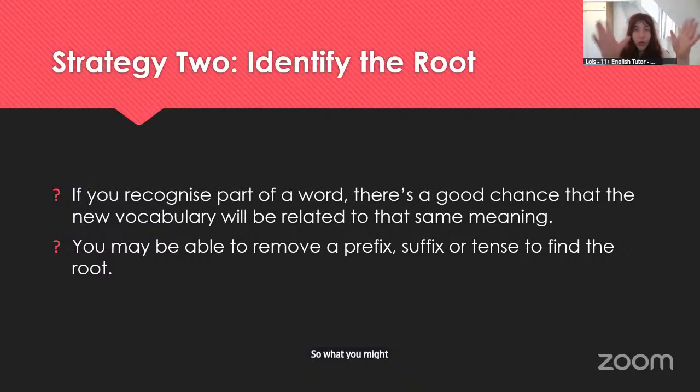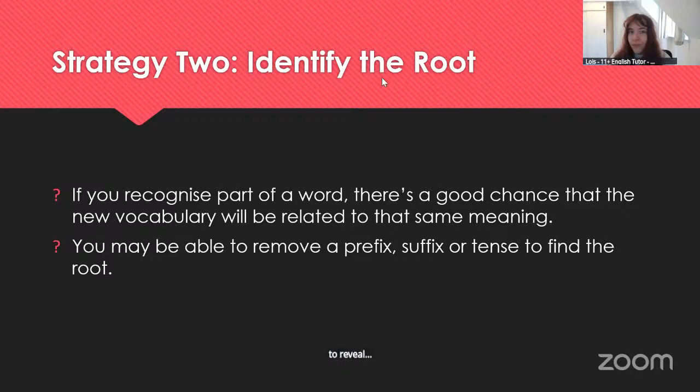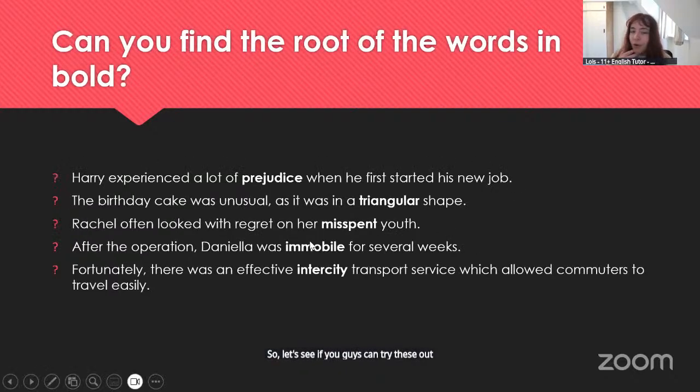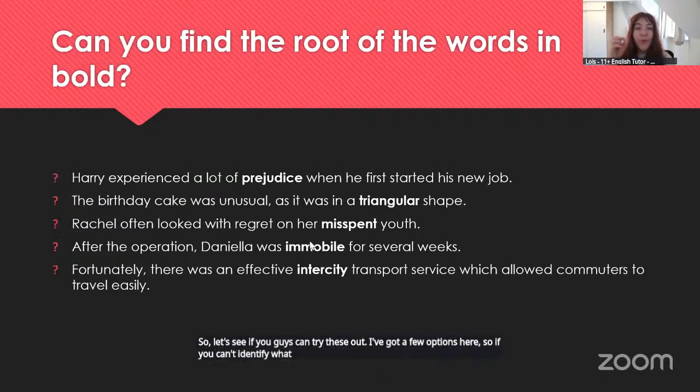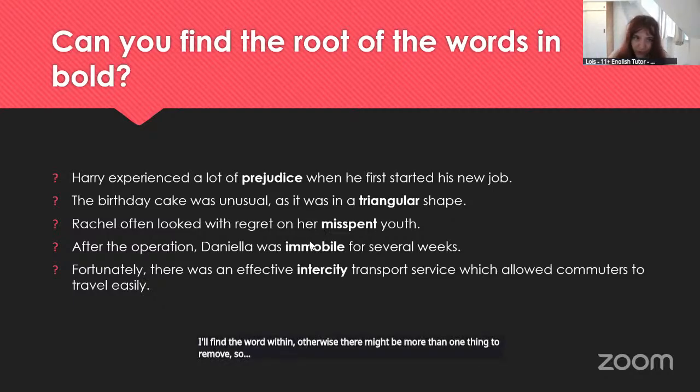What you might be able to do is look at the word and recognize, I recognize that word. That reminds me of that word. There's a good chance that they're related. So what you might be able to do is remove a prefix, suffix, or even remove bits of the tense to reveal what the root was. So let's see if you guys can try these out. I've got a few options here. See if you can identify what the root is. You're going to have to remove, in some cases, a prefix or a suffix. Others, you might have to find the word within. Otherwise, there might be more than one thing to remove. So let's see what you guys think.